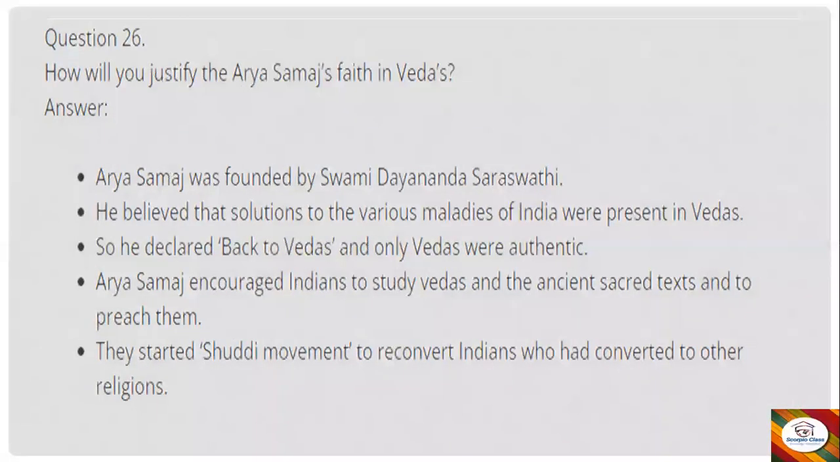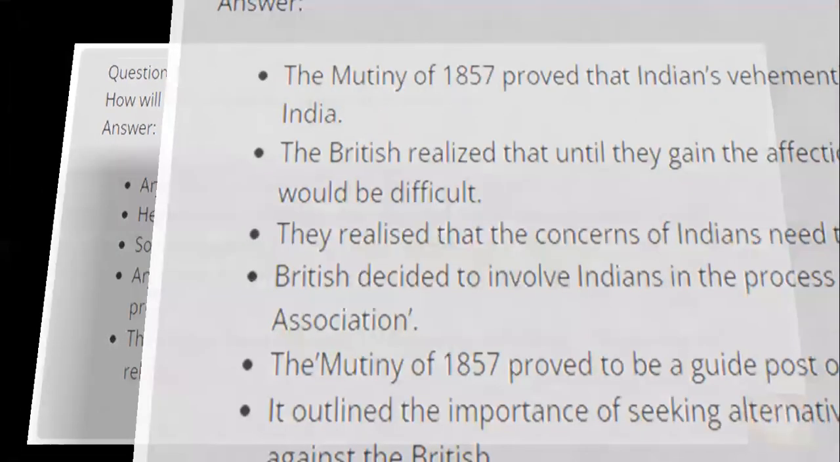Next, question number 26. How will you justify the Arya Samaj's faith in Vedas? Answer: Arya Samaj was founded by Swami Dayananda Saraswati. He believed that solutions to the various maladies of India were present in Vedas. So he declared "back to Vedas," and that only Vedas were authentic. Arya Samaj encouraged Indians to study Vedas and the ancient sacred texts and to preach them. They started the Shuddhi movement to reconvert Indians who had converted to other religions. Okay, so the following points you can write as the answer for this one. Now question 27.